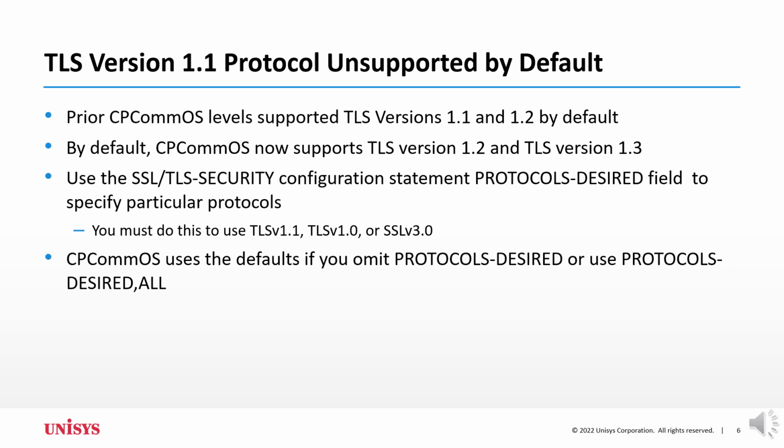If you use the default list and an application has problems opening a TLS connection after upgrading to this level, it likely means the application does not support TLS versions 1.2 or 1.3. Be prepared to configure TLS version 1.1 or TLS version 1.0 in this case, or investigate whether the application can be updated to use newer and more secure protocol versions.